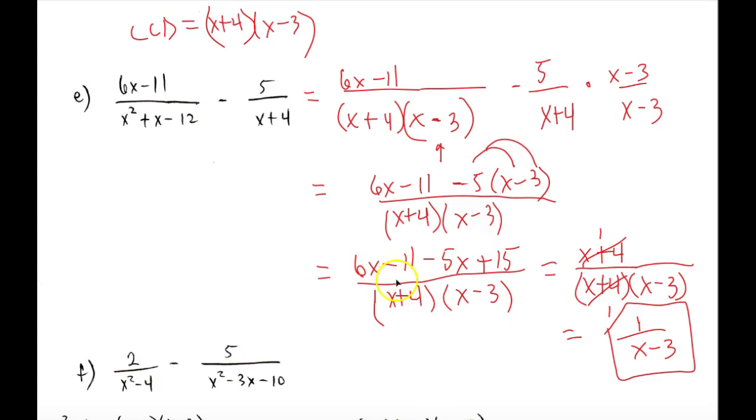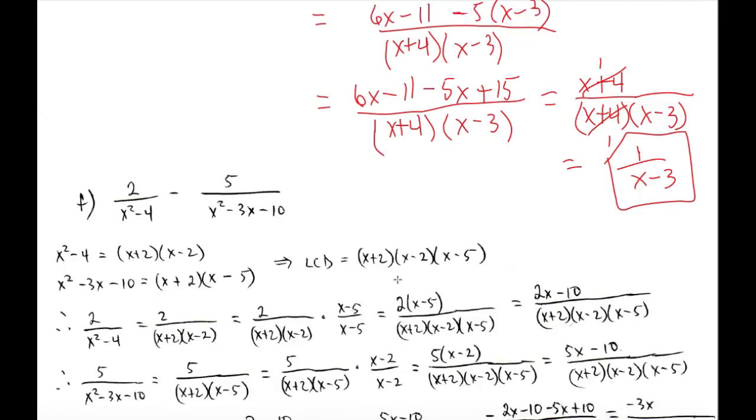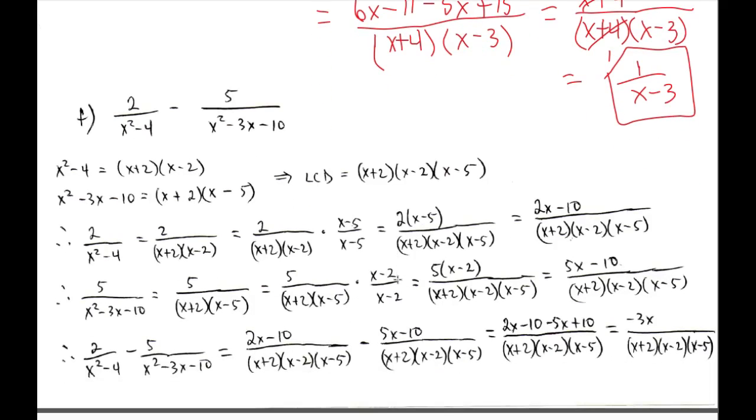Okay. So moving on to the next example here, in this case, we have to factor both denominators to see what's going on. So we factor the first one out, which is a difference of two squares. Factor the second one out, and we see we have a common factor of x plus 2. So the thing that's missing is an x minus 2 for this particular rational expression and an x minus 5 in this one.